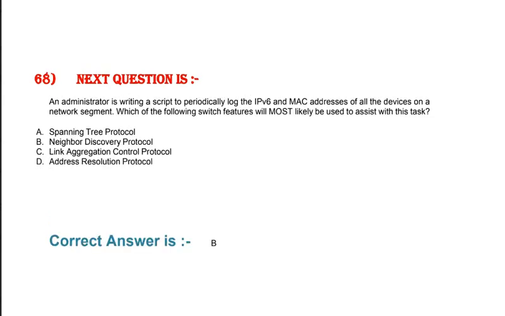Question is, an administrator is writing a script to periodically log the IPv6 and MAC addresses of all the devices on a network segment. Which of the following switch features will most likely be used to assist with this task? Option A, spanning tree protocol. Option B, neighbor discovery protocol. Option C, link aggregation control protocol. Option D, address resolution protocol. Correct answer is option B.